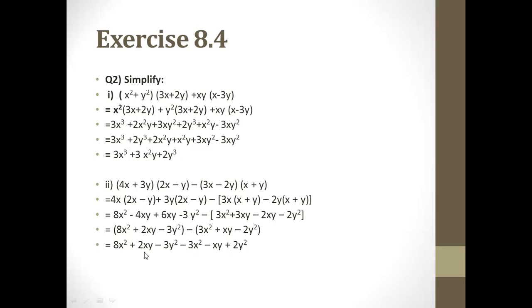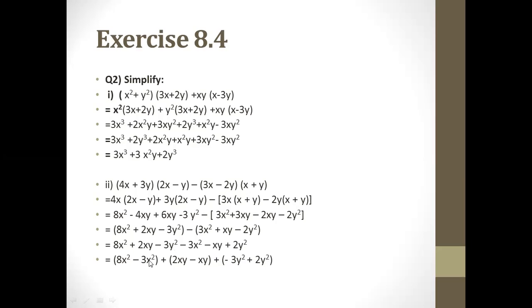Now look, xy and xy, we write side by side: 2xy minus xy, and minus 3y square plus 2y square, 8x square minus 3x square. The same variable we write side by side. Look, 8x square, we choose the other x square, minus 3x square. Then plus 2xy and minus xy. Then minus 3y square and plus 2y square.